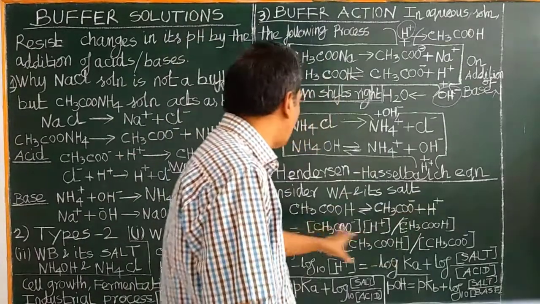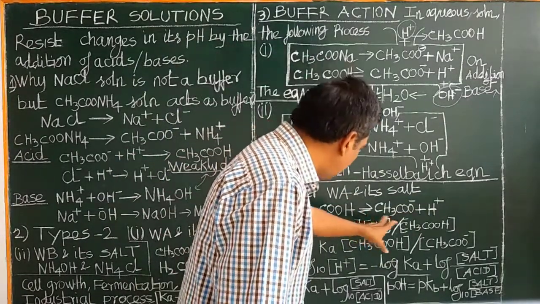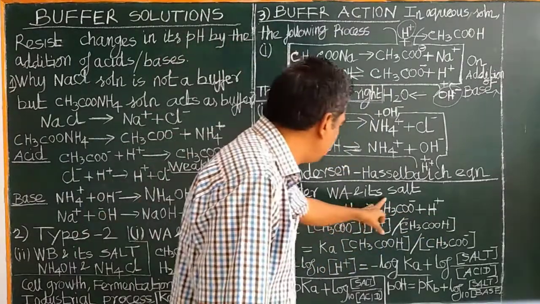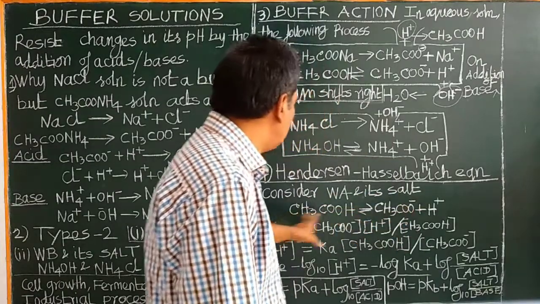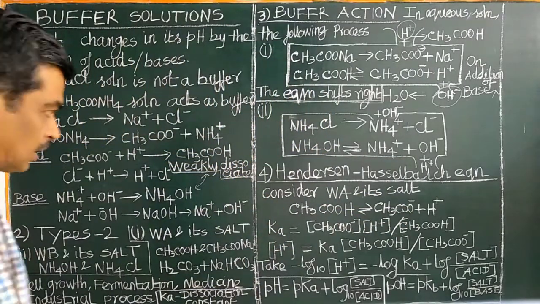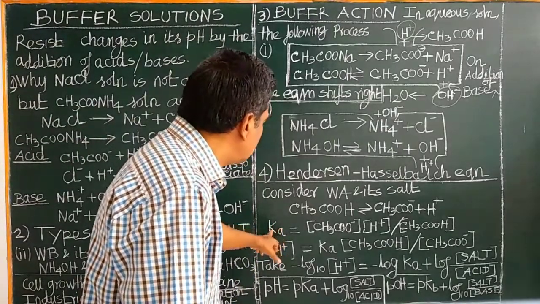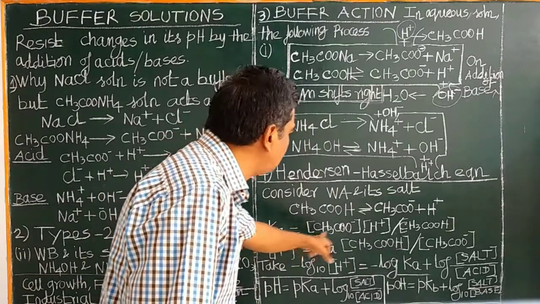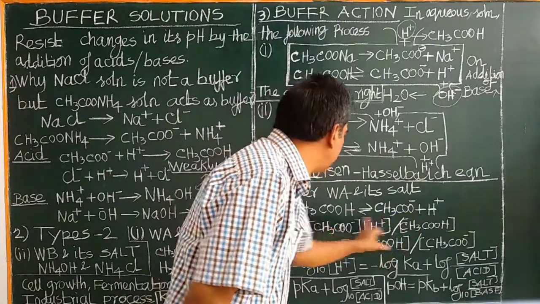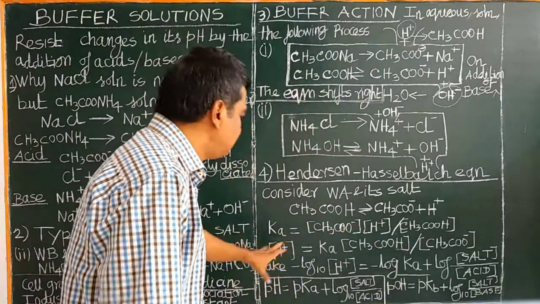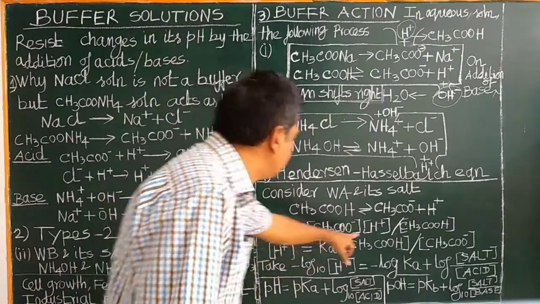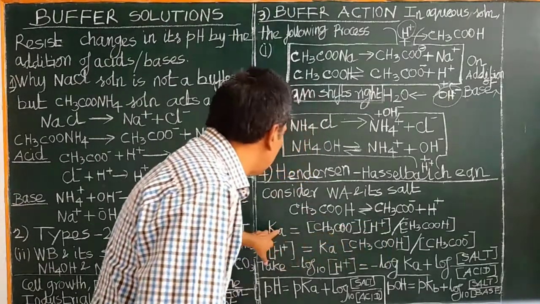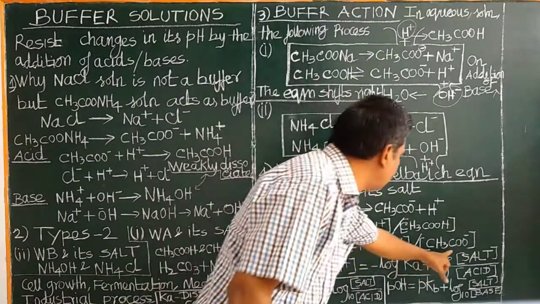Consider a weak acid and its salt. The weak acid is partially ionized as shown here. This is an equilibrium process. Let us apply the law of mass action. Applying the law of mass action, the equilibrium constant is obtained: Ka equals the concentration of products divided by the concentration of reactant. Since we need to calculate the pH, the H plus ion concentration is taken out. Therefore, acetic acid will come here and acetate ion will come here.